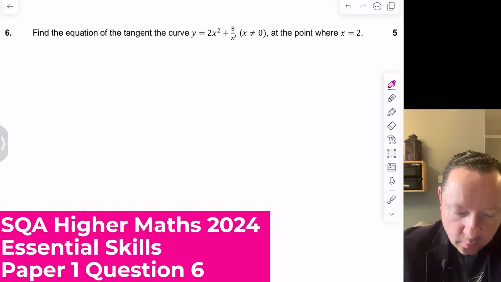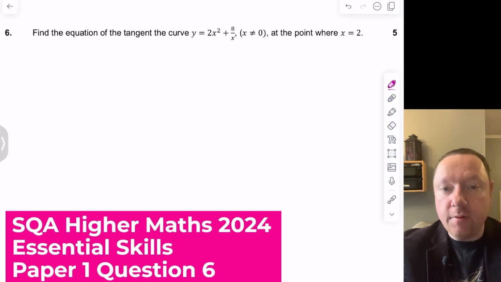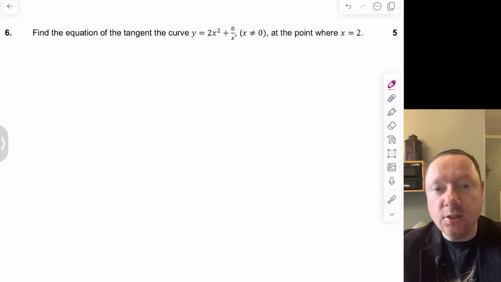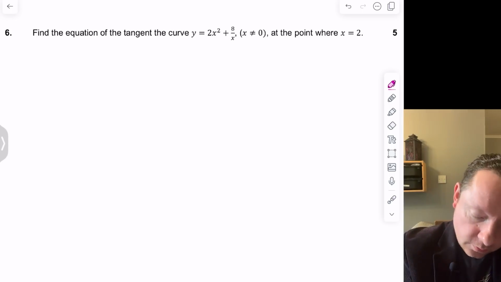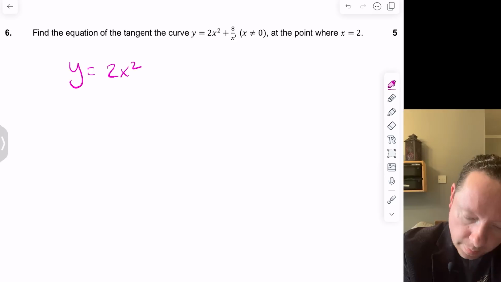Question 6, find the equation of the tangent to the curve y equals 2x squared plus 8 over x at the point x equals 2. So I need to get that ready to differentiate. For the equation of a tangent, I need the gradient, which is the derivative, and I need a point. So I'm going to do the derivative first. So y equals 2x squared plus 8x to the minus 1.